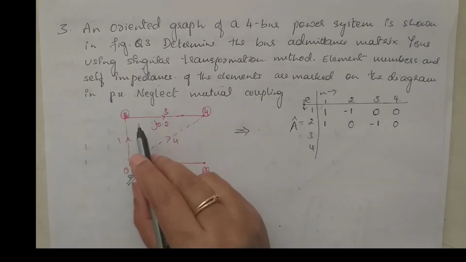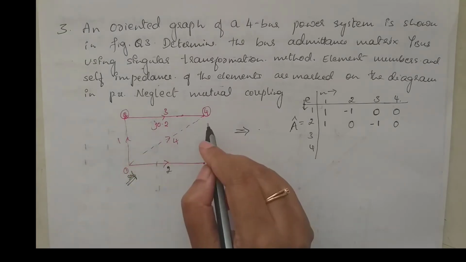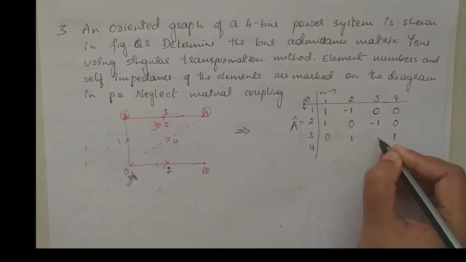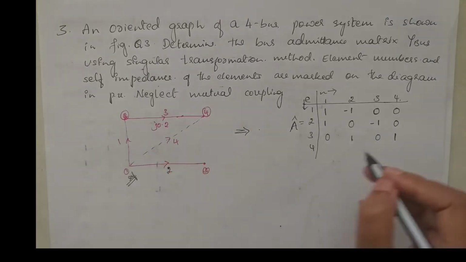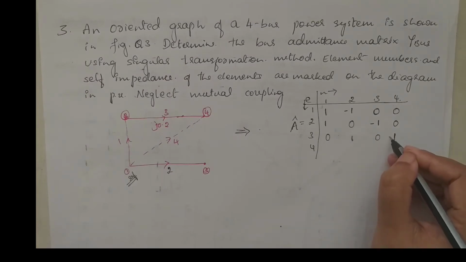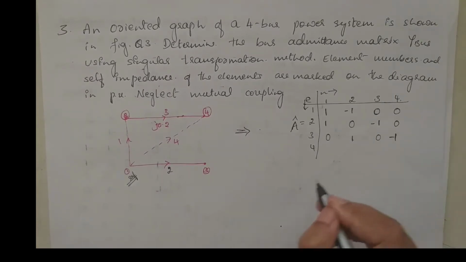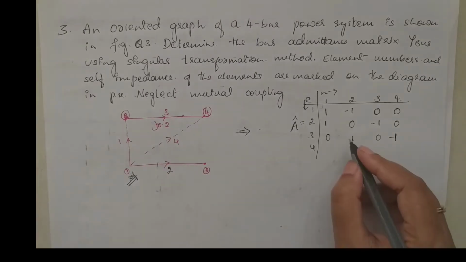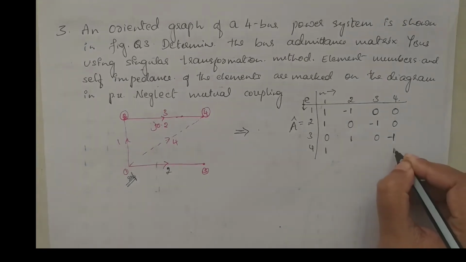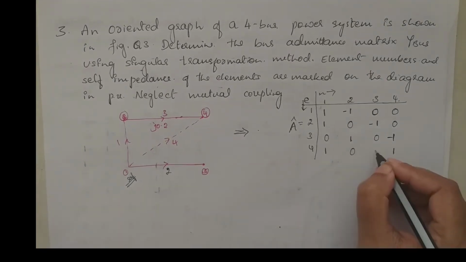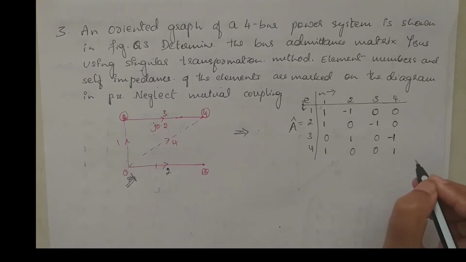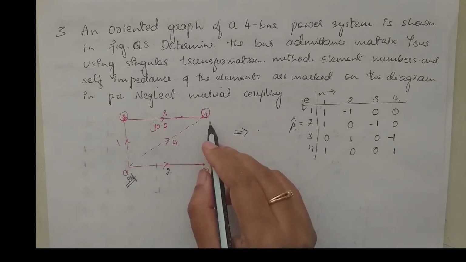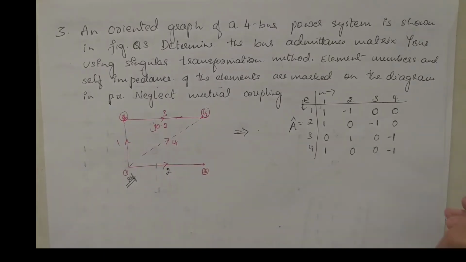Next, the third element, which is oriented to 2 and 4, and not oriented to 1 and 3. It is away from 2, towards 4, so it has to be -1. The fourth element is a link connected between 1 and 4, not oriented to 2 or 3. It is away from 1 and towards 4, so it has to be -1.